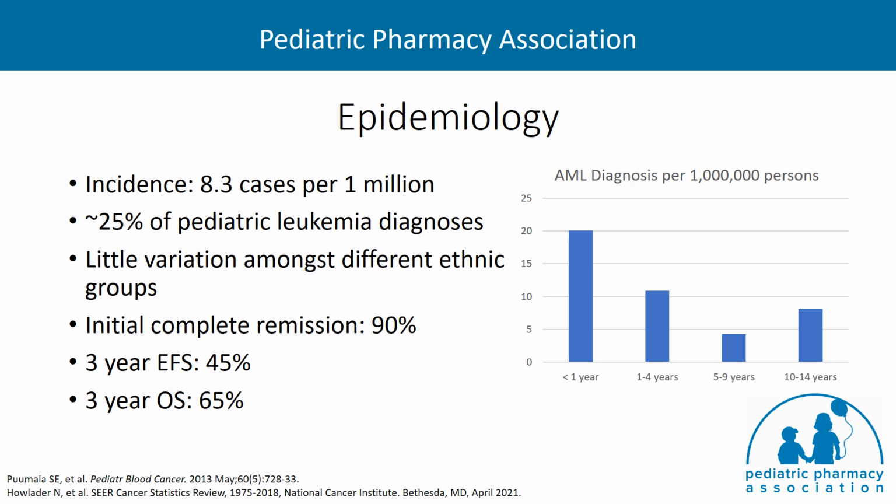Essentially, this graph shows that pediatric AML is most frequently diagnosed in patients less than 2 years of age, with an initial peak in incidence at less than 1 year of age that declines, but then increases in patients between 10 to 14 years of age. With that being said, there's little variation amongst different ethnic groups. And then in terms of response rates, there's an initial complete response rate of 90%, although the 3-year event-free survival is only 45%, as well as the 3-year overall survival of only 65%.